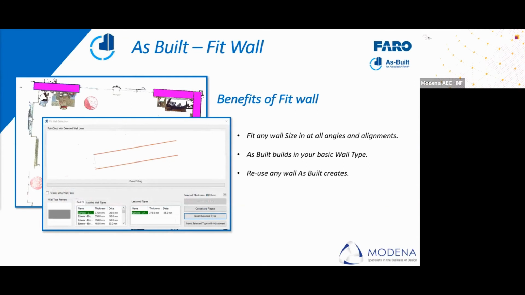The idea here is that AsBuild is reading the points of your Revit package, and it is utilizing these points to build in a specific wall size, again, at all angles and alignments. The idea here, again, is to let AsBuild do the bulk of the work for you when fitting walls. So let's take a look at this function even more so.